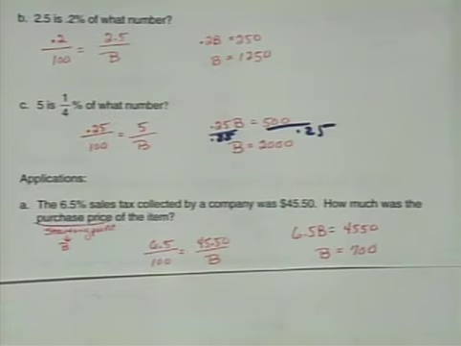The item that you purchased cost $700. It should be that the part, $45.50, is smaller than the $700 because we're only paying $6.50 for every $100 that we purchase. The proportion works, but it should also sort of feel like there's a balance and a comfort level there. One more application problem then.